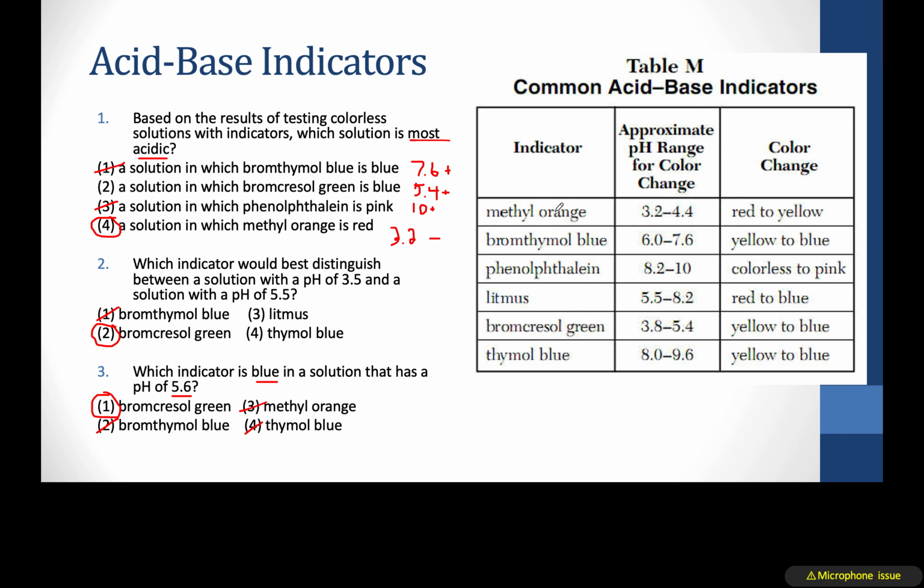If I have a solution with a pH of 1, and a solution with a pH of 2, both of those are going to be red if I add methyl orange to it, because they're both on this side of the range. So that's not going to help me at all, okay? So that's how you use these indicators.